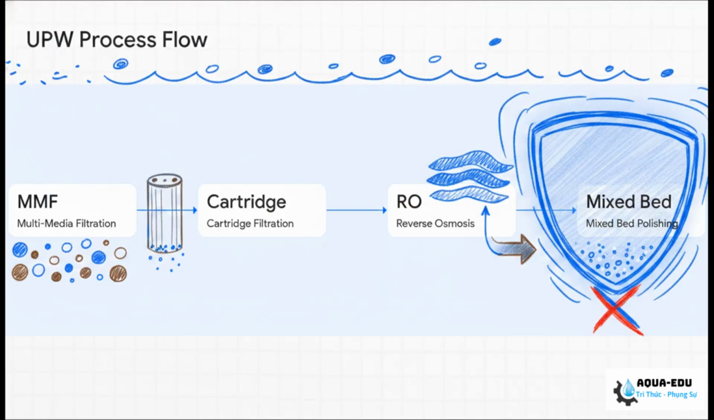To put this into context, let's look at the larger plant layout. Raw water flows through multimedia filtration, hits the cartridge filters, pushes through the reverse osmosis membranes, and then finally arrives at the mixed bed. This is it, the critical final polishing step. It carries the absolute ultimate responsibility for your water quality. If the mixed bed fails, there's no safety net left to catch the mistake.